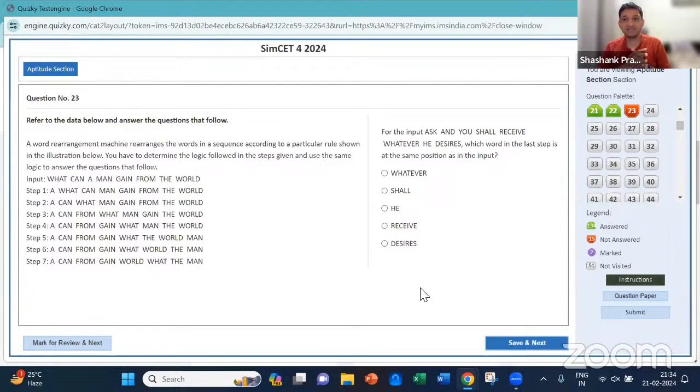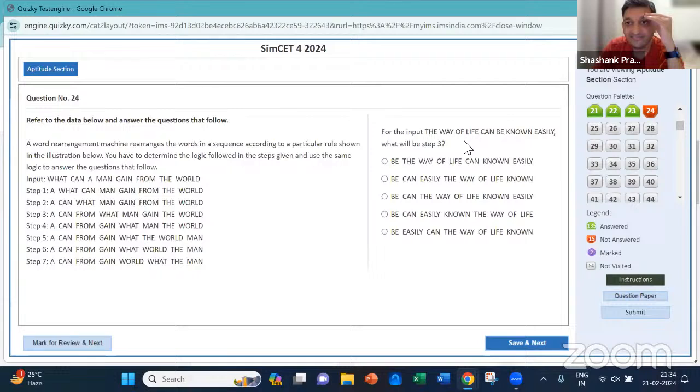Last step is the same as position in the input. ठीक है. So and ask desires he, you whatever. So whatever is the answer.